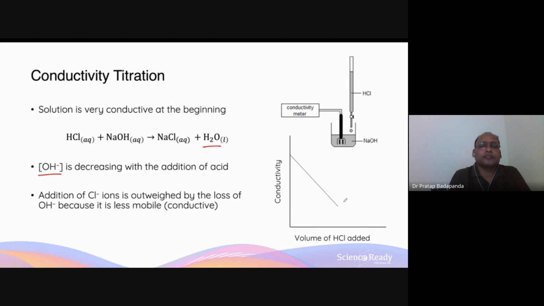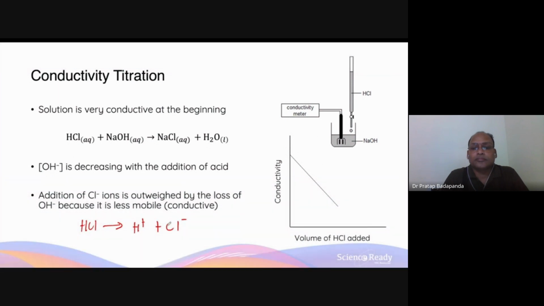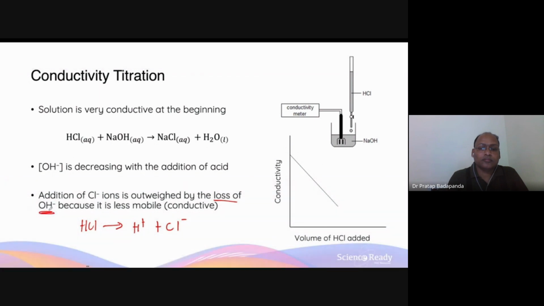As hydrochloric acid is added from the burettes during titration, the concentration of hydroxide ions is decreasing due to the neutralization to form water. On the graph, as titration is being carried out, the conductivity of the solution in the beaker will then decrease. Now, even though the addition of hydrochloric acid also adds chloride ions to the solution, the addition of Cl- ions is outweighed by the loss of hydroxide ions, because recall that hydroxide ions are more conductive than other ions, such as chloride ions. So even though we are getting more chloride ions in solution, the overall conductivity of solution still decreases due to the loss of hydroxide ions.